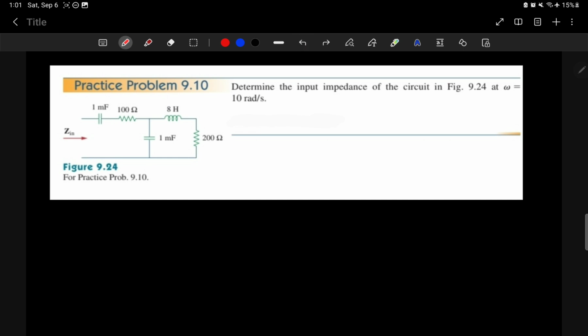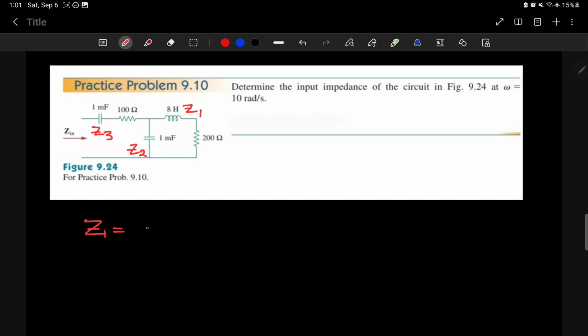So how do we get the input impedance in this case? Firstly, since here we're dealing with AC, we have to change from the time domain to the phasor domain. That includes changing the inductors to impedance and the capacitors to impedance as well. So let's take Z1 to be the impedance due to the inductor, and Z2 the impedance due to this capacitor, and Z3 due to that capacitor. So how do you calculate impedance?